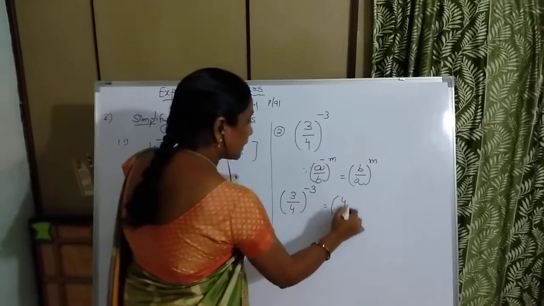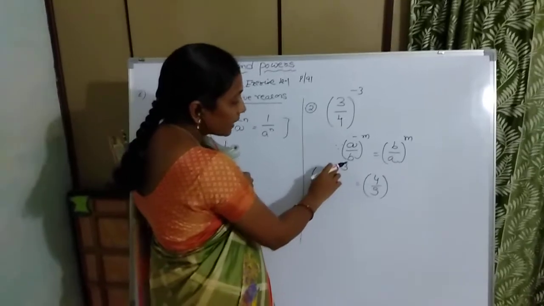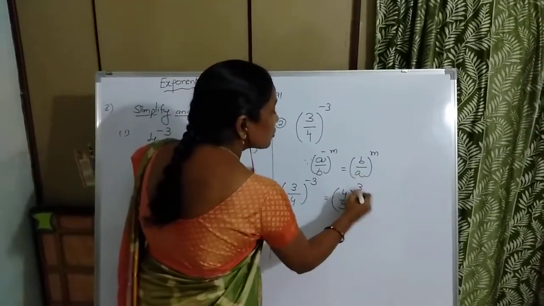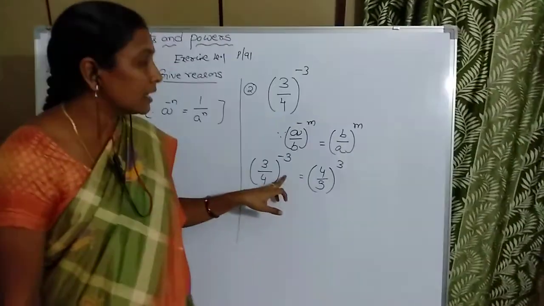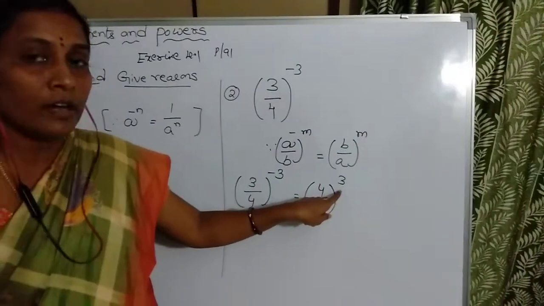So when we write the reciprocal of this fraction, the negative power of the exponent automatically changes into a positive power. So (3/4) to the power minus 3, by using this law of exponents, becomes (4/3) to the power 3.